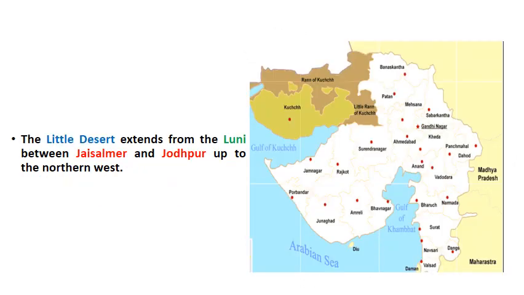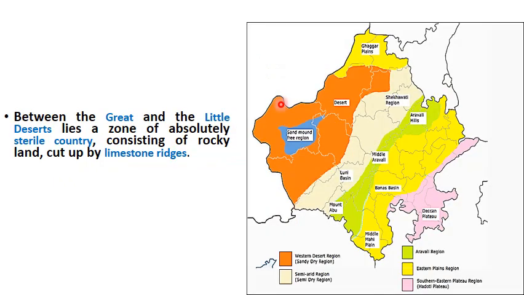The Little Desert extends from the Luni River between Jaisalmer and Jodhpur up to the northwest. Between the Great and the Little Deserts lies a zone of absolutely sterile country consisting of rocky land cut up by limestone ridges. All these regions are marked and given here.